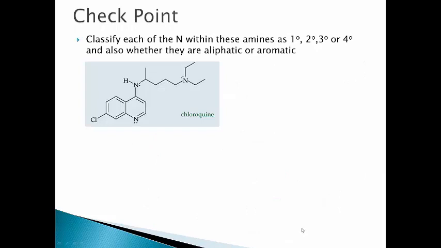Okay, so let's have a go at the checkpoints. So classify each of the nitrogens within these amines as primary, secondary, tertiary or quaternary, and state whether they are aliphatic or aromatic.